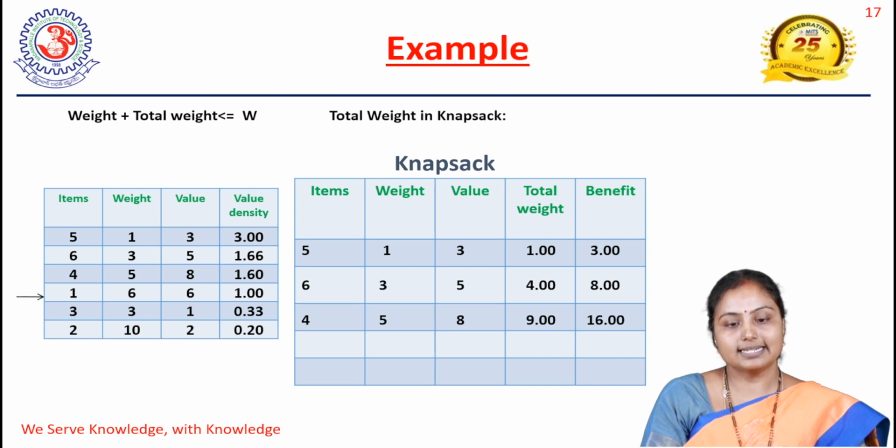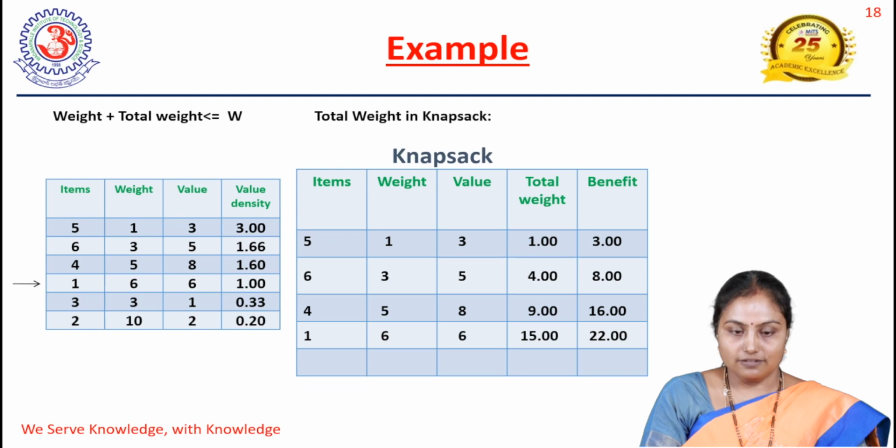So what is the next item? The item is 1. So we have to add that one to the knapsack bag. Again you have to verify the total weight. The total weight is 15 and the benefit is 22. And again the constraint: 15 is less than or equal to 16. It is satisfied. It is not false, it is true only. So again you repeat the same procedure for the next item. What is the next item? The next item is 3. So we are going to add that one to the knapsack.